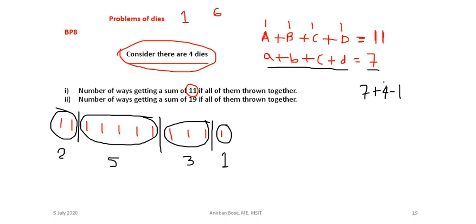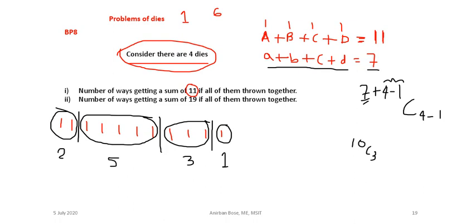Why 1 less? We know the number of partitions required is 1 less than the number of compartments, right? And 7 is the total number that we want to make. So 7 plus 4 minus 1, C, R minus 1, where R is the number of compartments, so 4 minus 1. So this is what? This is 10 C 3. So 10 C 3 ways this can be arranged.